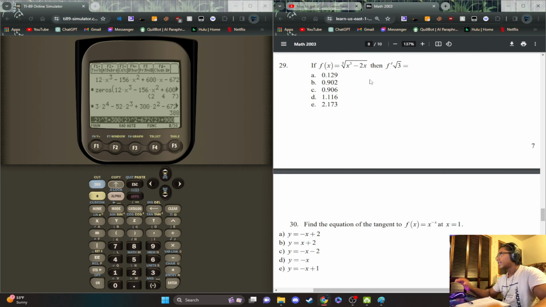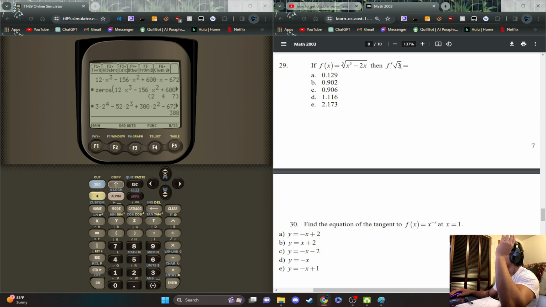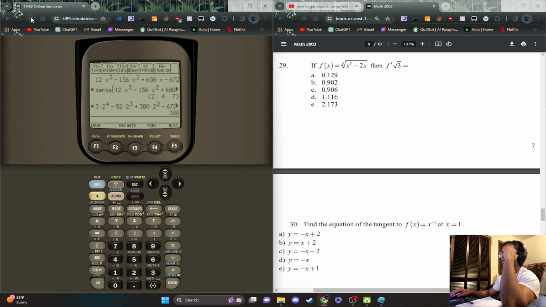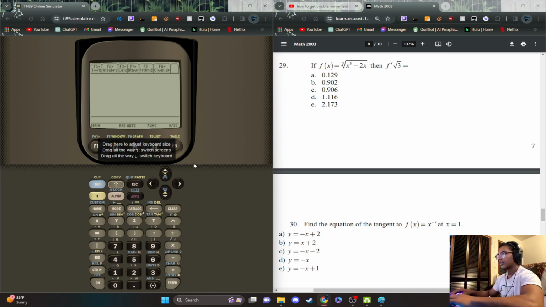29. Now this is actually super simple. All you do is, instead of getting intimidated by this question, you just try to find what they're asking for, which is basically the derivative of this when the value is square root of 3. Let's try to use this. Bro, why is this not moving?